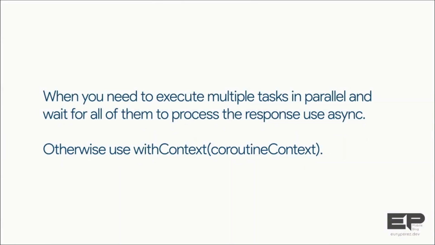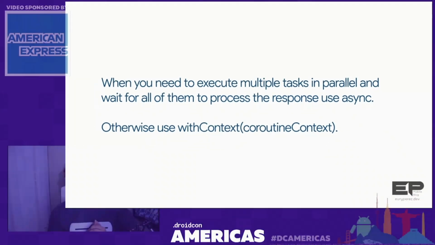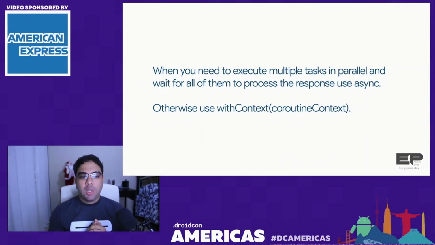So there's another coroutine builder which is named withContext, and it's pretty similar to the async coroutine builder. And I want you guys to know the difference between those. When you need to execute multiple tasks in parallel and wait for all of them to process the response, use async. So if you have, for example, three calls that are independent from each other, and you don't need one value to make the next call, you just need to make those three calls, and when the three calls finish, you do whatever you want to do. We'll see an example later when we go to the code. In those cases, we use async.